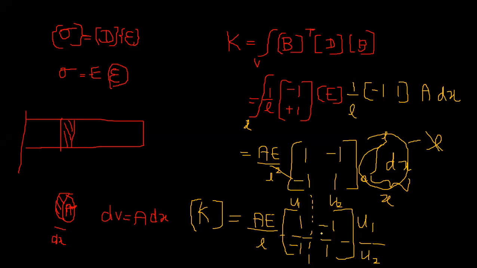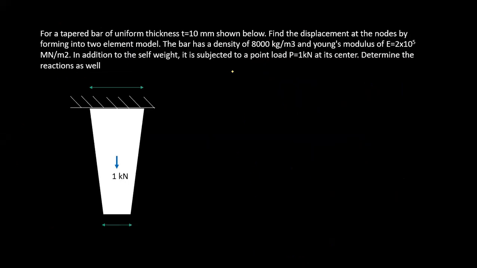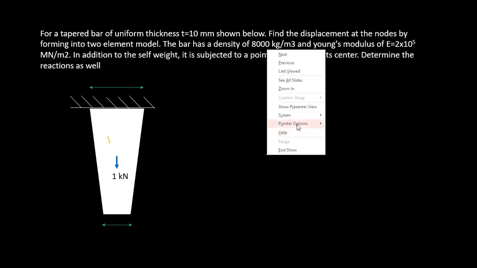So we stopped at this location where we derived an expression for the stiffness of a bar element, right? And now we are going through an example like this to illustrate its applicability. You have a tapered bar of uniform thickness T shown as below. Find the displacement at the nodes by forming a two element model. We have to form two elements in this, right?